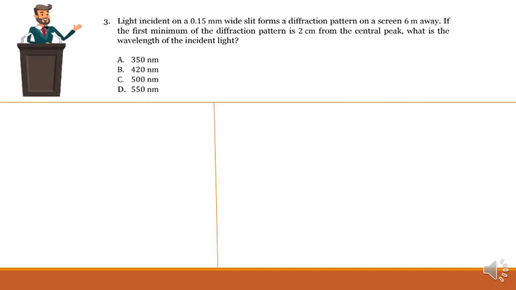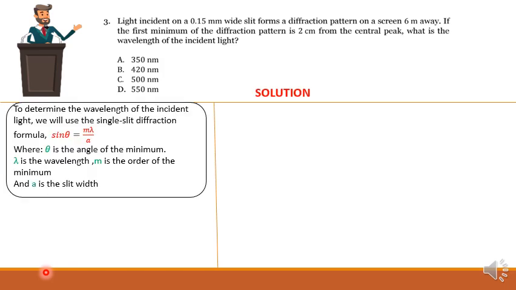Alright, let's proceed to question 3 first. A light incident on a 0.15 millimeter wide slit forms a diffraction pattern on a screen 6 meters away. If the first minimum of the diffraction pattern is 2 centimeters from the central peak, what is the wavelength of the incident light? The wavelength of the incident light, that's what we're looking for.